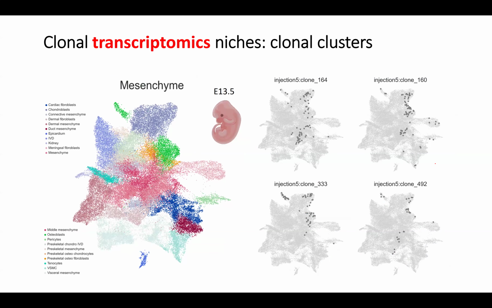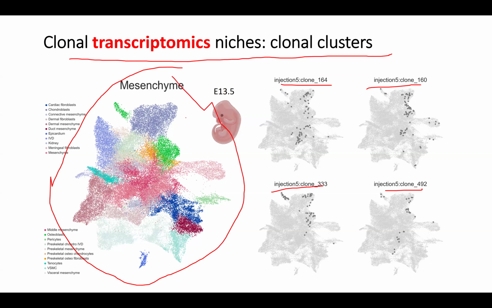So that's how the real data looks, right? So that's how we observe these clonal transcriptomic niches. And here are examples of individual clones that belong to one clonal cluster. This is the real transcriptional embedding. This is the entire mesenchyme from the embryo at E15.5. This is a mouse embryo. So these are all mesenchymal cells. Some of them will give rise to cartilage and bone. Some of them will give rise to smooth muscle, dermis, other types of soft connective tissue.